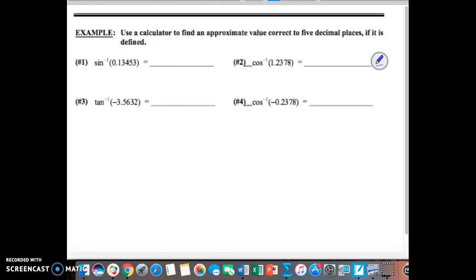For our next example, it says, use a calculator to find an approximate value correct to 5 decimal places if it is defined. So if we type in sine inverse of 0.13453, it's important to make sure that your calculator is in radian mode because you are not given any degrees. You should get an answer of 0.13494.